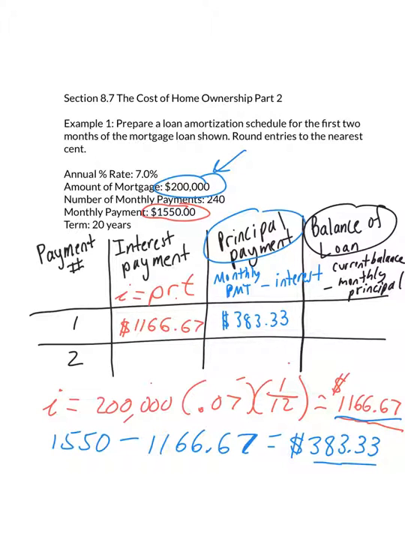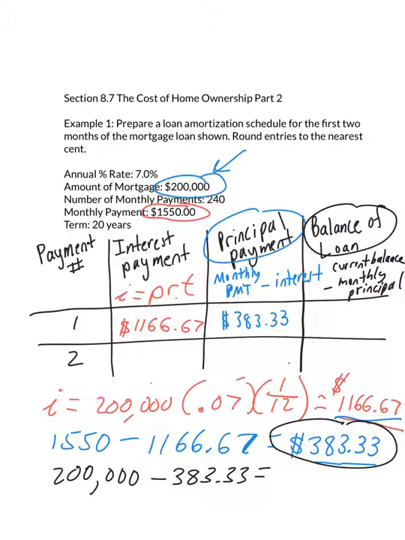So the balance of the loan, the current balance, is $200,000 minus, we just said in the last step, only $383.33 went towards paying off the loan. That's what we call the principal. So when I take $200,000 minus $383.33, I still have a ways to go. $199,616.67 is my new balance, the remaining mortgage left.